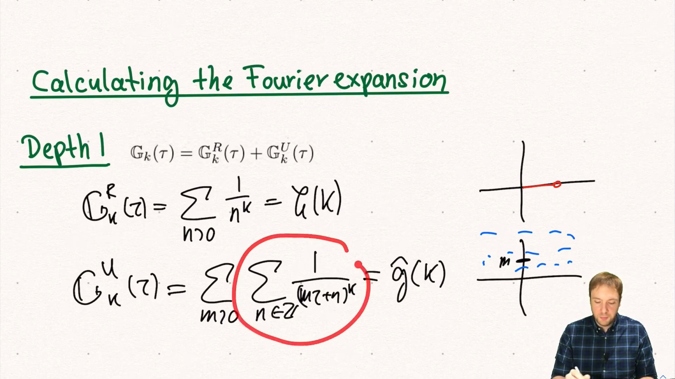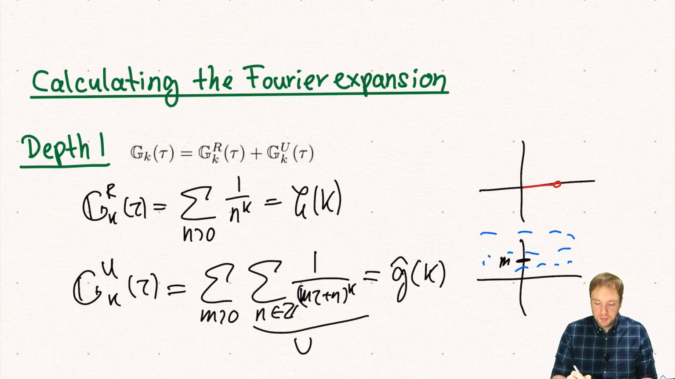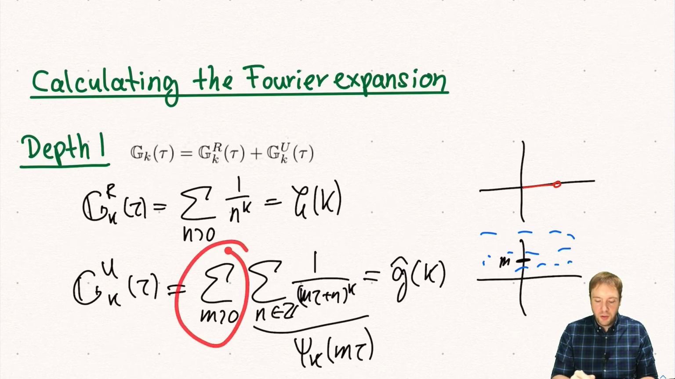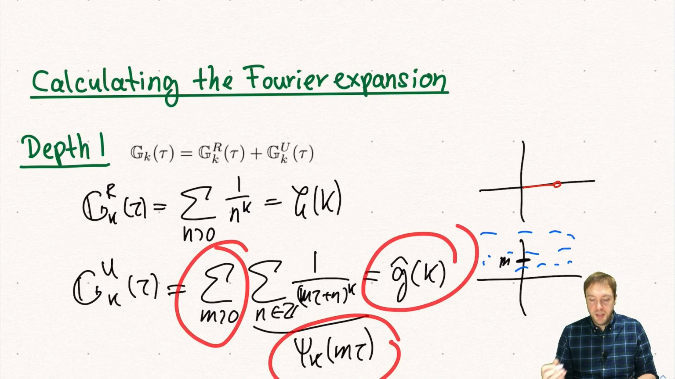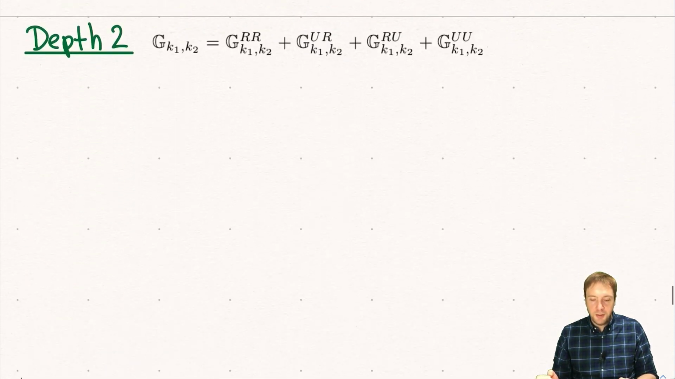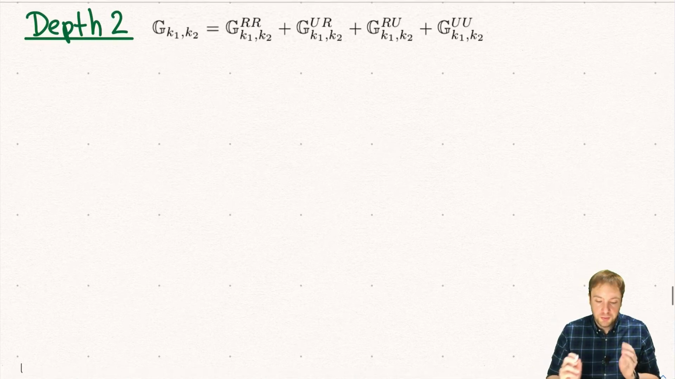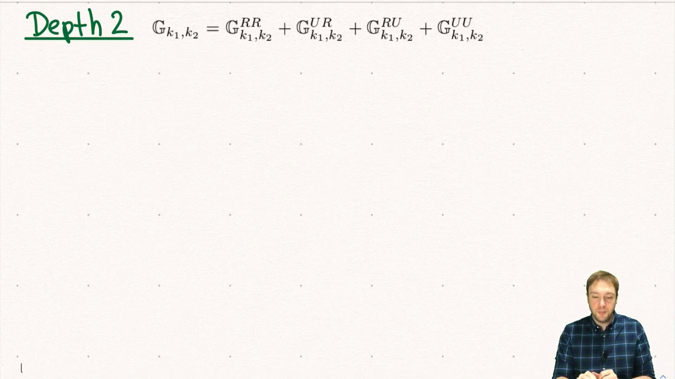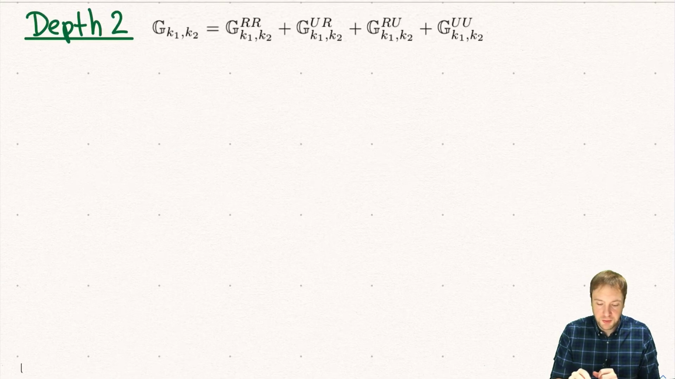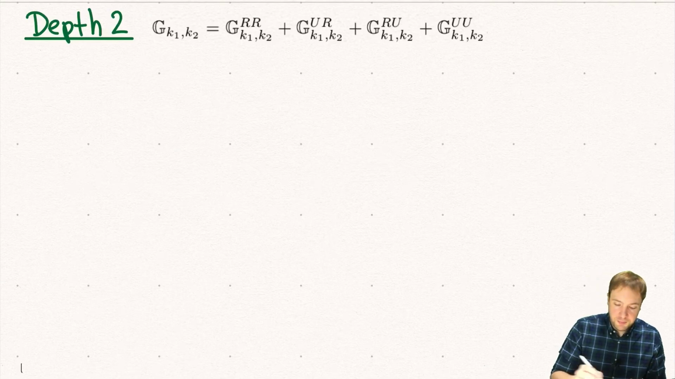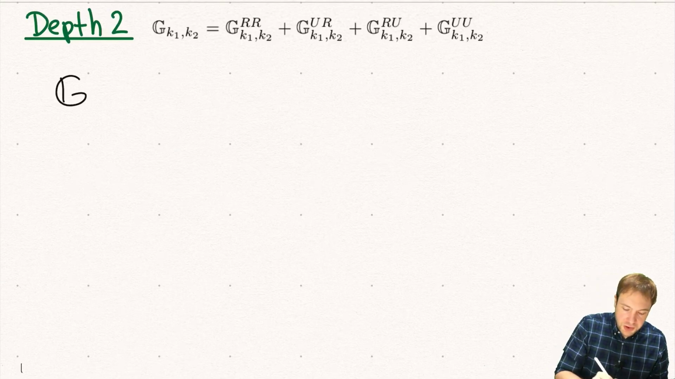Because here this is a monotangent function, this is psi k of m tau. And an ordered sum of monotangent is g hat. But now, the fun starts in depth 2. So now we have 4 cases. We always have 2 to the r different cases. And so let's consider first g, k1, k2, r.